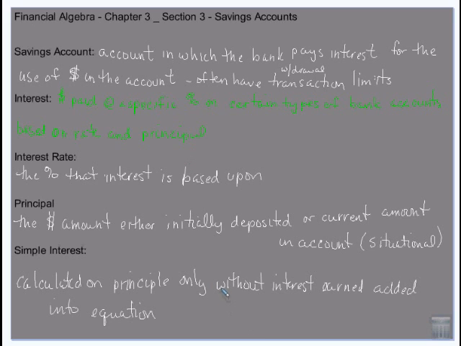Simple interest is calculated on only the principal, without any interest earned added into the equation. So if I put $100 into my account today and I don't do anything else to it, I'll earn interest on it. But when they're calculating my new interest, they never use the money that they've put in. It's still only on that $100 that I put in. So that's what simple interest is.